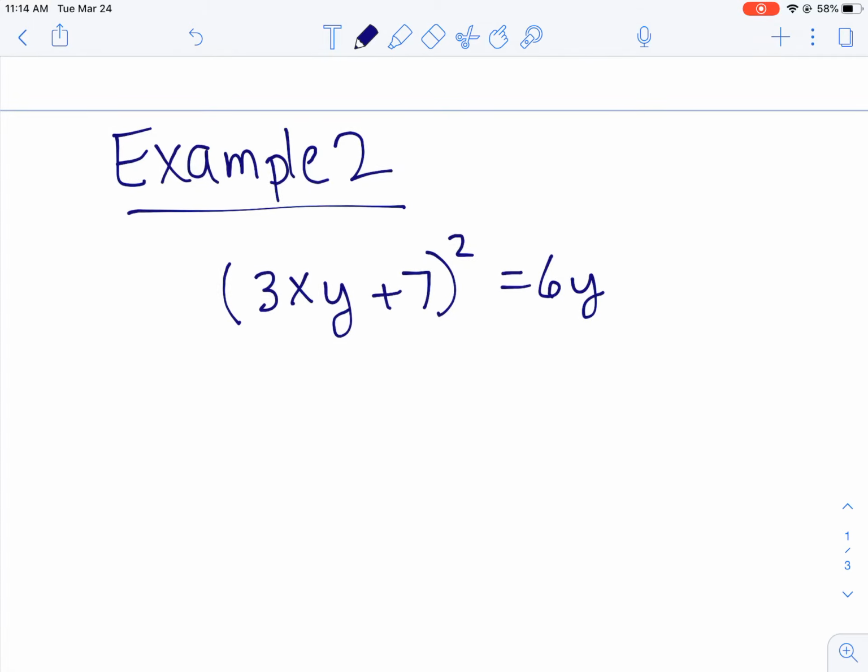Okay? So here we go. I'm going to do lots of algebra here again. So 3xy plus 7, the quantity squared, is equal to 6y.